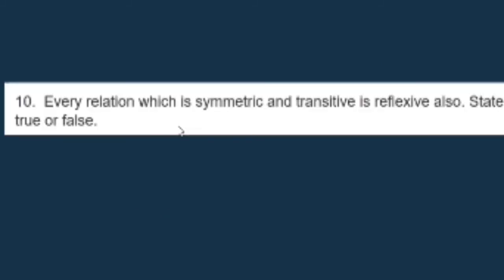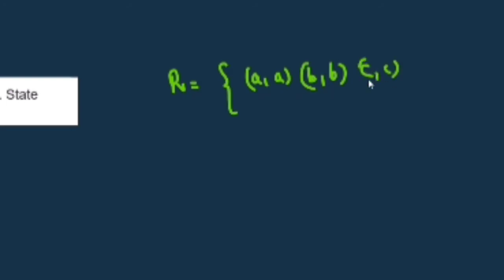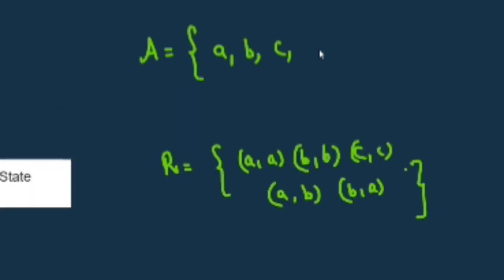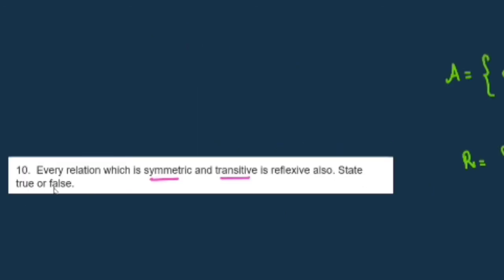Every relation which is symmetric and transitive is reflexive. Is it true? Give one example. Just give a relation which is symmetric and transitive. For example, you can take A = {a, b, c, d}, and take (a, b), (b, a), (a, a), (b, b), (c, c). It is not reflexive because (d, d) is not there. Is it symmetric? (a, b) gives (b, a) also. Is it transitive? Yes. So it is symmetric and transitive, but it is not reflexive. So it is not always true. So the answer is false.